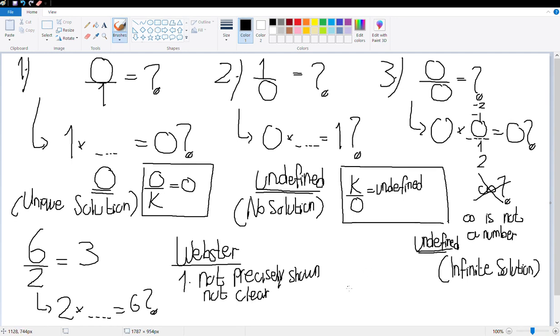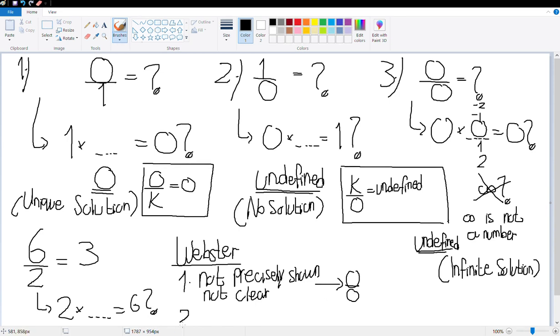For example, the typical example is 0 over 0. Because like I said just now, 0 divided by 0 could be any number. Could be 0, could be 1, could be 2, could be 3. It means it's not clear, right? You even feel confused about what the correct answer actually is, because you have so many possible solutions. So that's the very first definition.